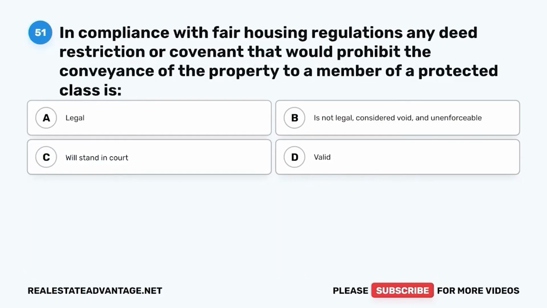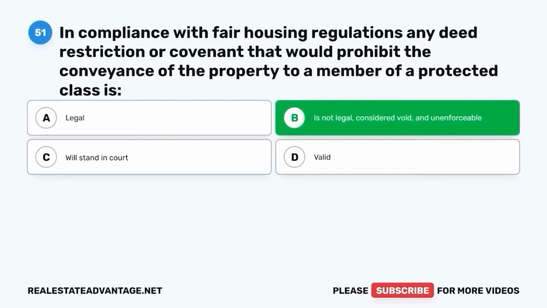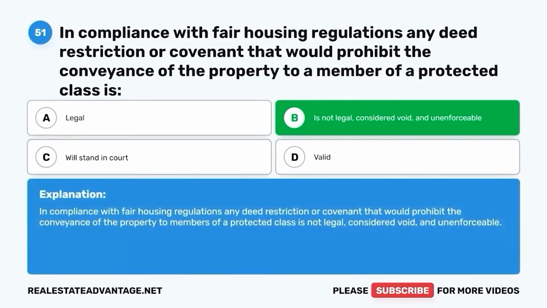Question 51. In compliance with fair housing regulations, any deed restriction or covenant that would prohibit the conveyance of the property to a member of a protected class is A. Legal, B. Is not legal, considered void, and unenforceable. C. Will stand in court. D. Valid. The correct answer is B. Is not legal, considered void, and unenforceable. In compliance with fair housing regulations, any deed restriction or covenant that would prohibit the conveyance of the property to members of a protected class is not legal, considered void, and unenforceable.